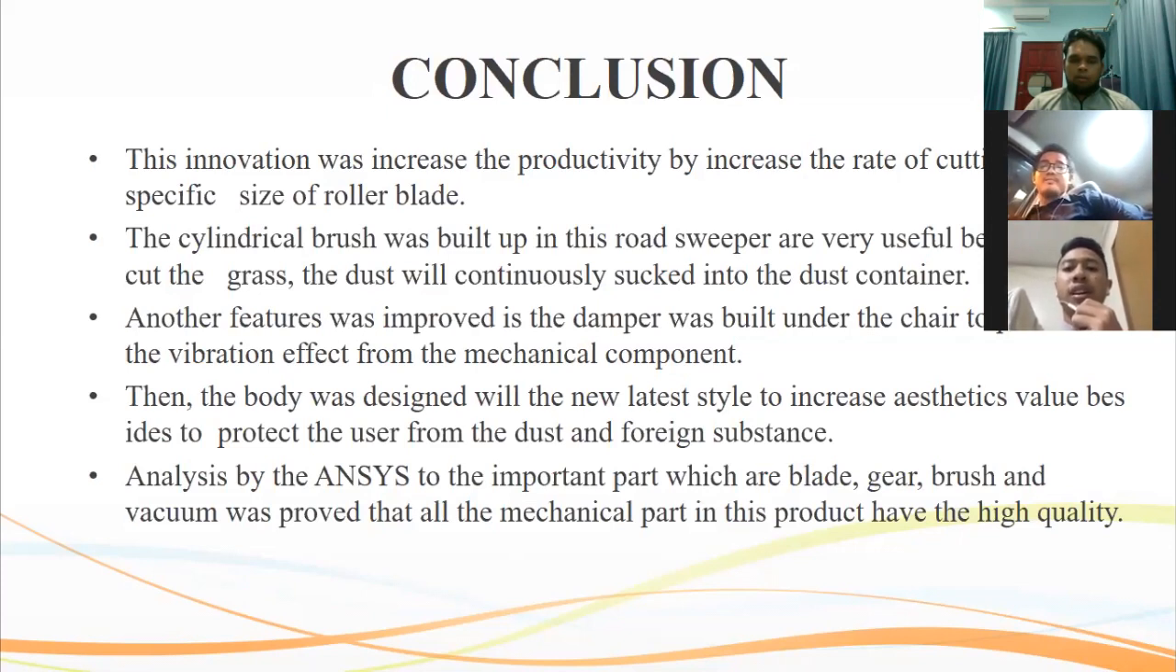Then the body was designed with the latest style to increase the aesthetic value, besides protecting the user from dust and foreign substances. Analysis by ANSYS of the important parts, which are the blade, gear, brush, and the vacuum, proved that all the mechanical parts in this product are of high quality to use.